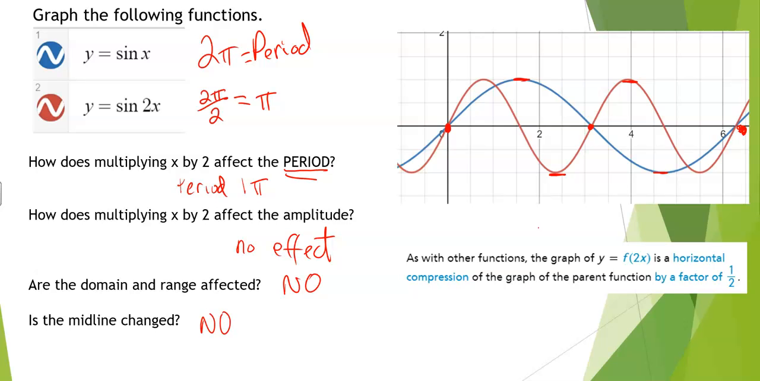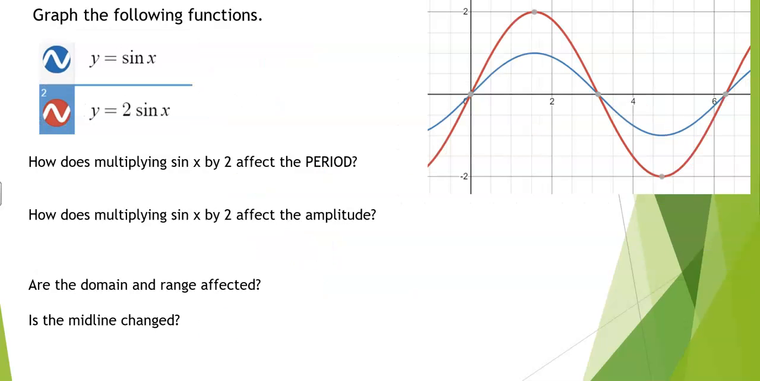So we call this a horizontal compression, and I think it makes a lot of sense when you're looking at a wave. Shrinking it together, it definitely is compressing it horizontally. Now we're going to do something different, and I want you to try this one and then come back.